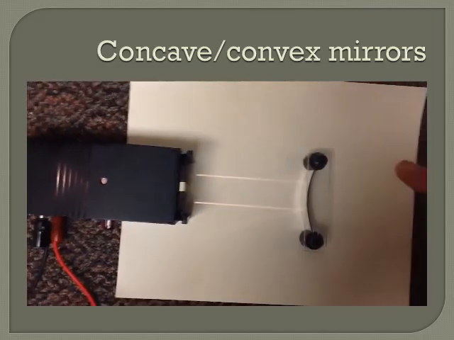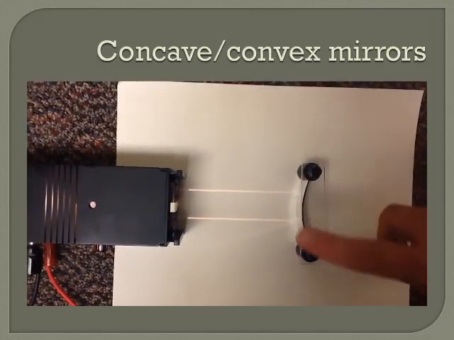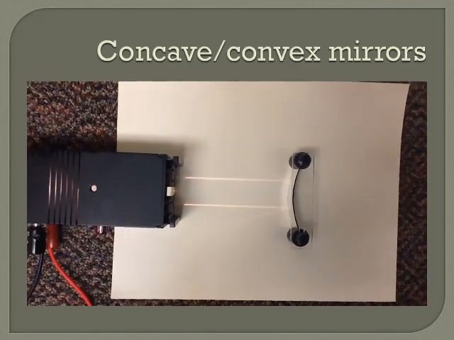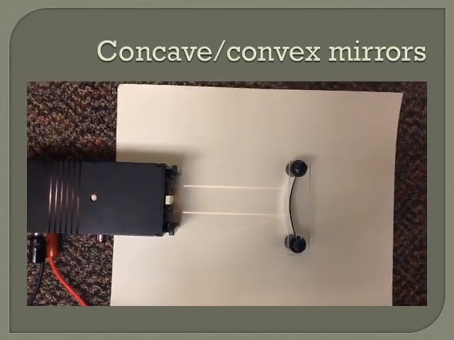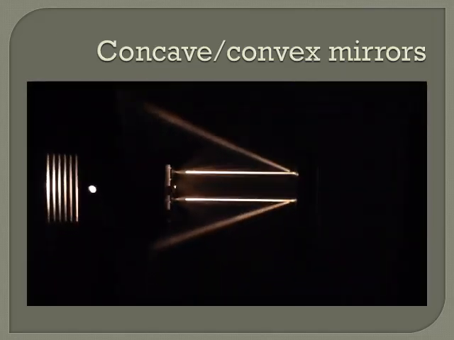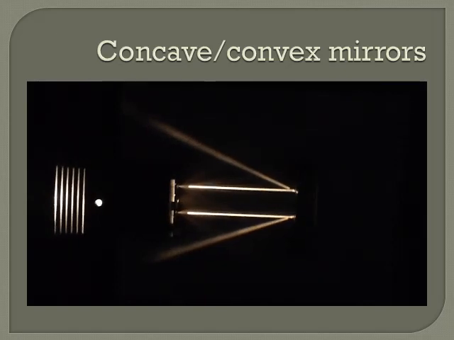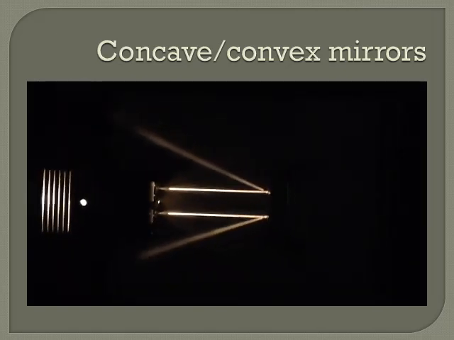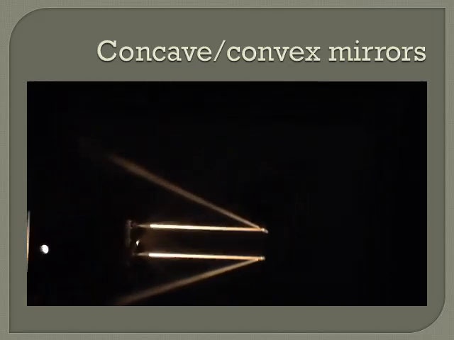Instead of having a concave mirror, I've got what's called a convex mirror. So it's bent the other way. And we'll see what happens when we have a light source hitting a convex mirror. So notice that my two beams of light hit the mirror and reflect. In this case, they reflect outward.